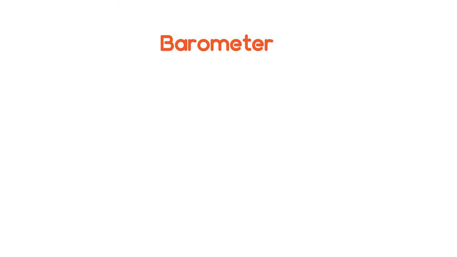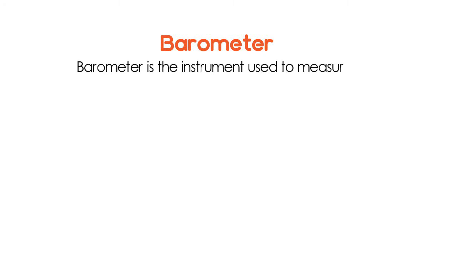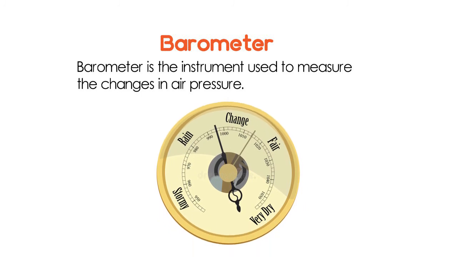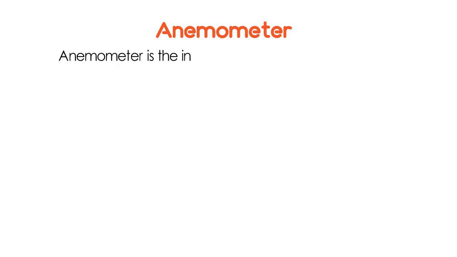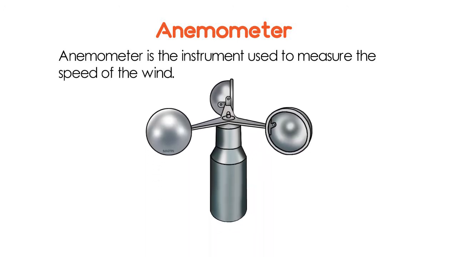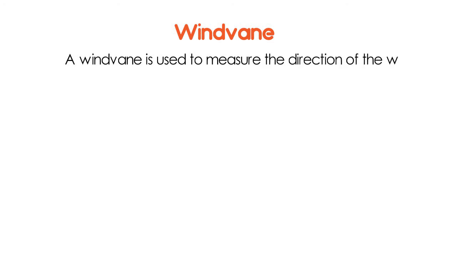Barometer. Barometer is the instrument used to measure the changes in air pressure. Anemometer. Anemometer is the instrument used to measure the speed of the wind. Windvane. A windvane is used to measure the direction of the wind.